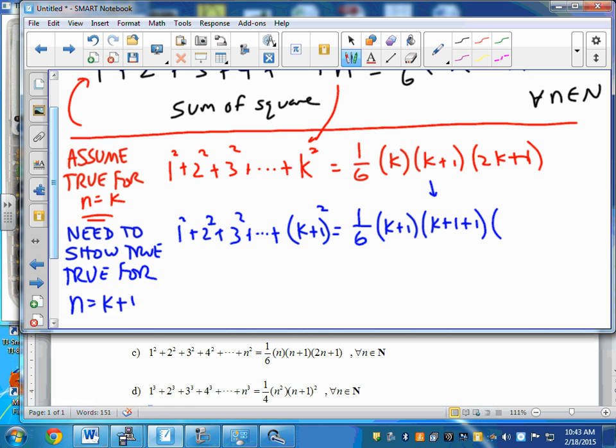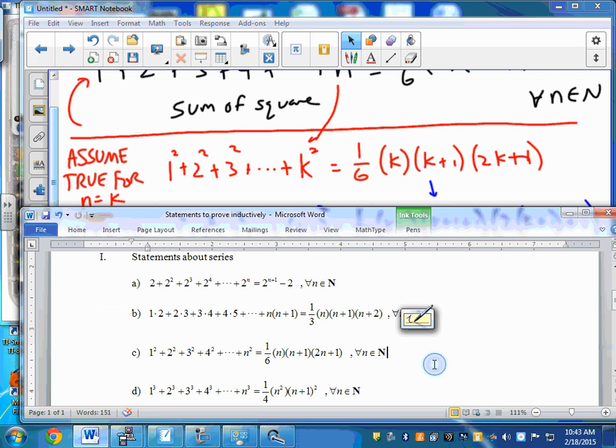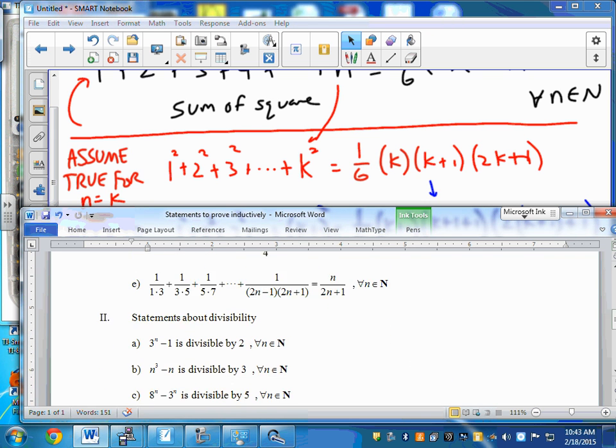And this one would be 2 times k plus 1 plus 1, like that. And that's what we need to show. Okay, so this is like the second part of all induction proofs. You're setting it up. You make the assumption true for n is equal to k, and then need to show true for the successor, k plus 1. And that works for every induction proof, whether it's about series or about divisibility.